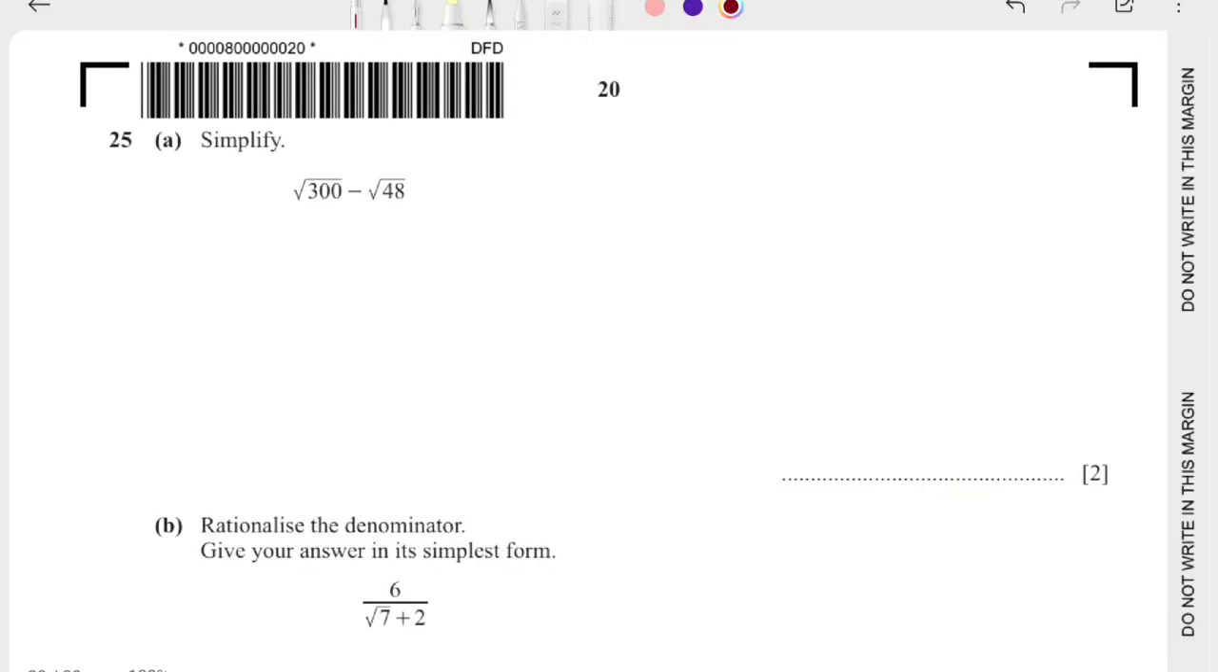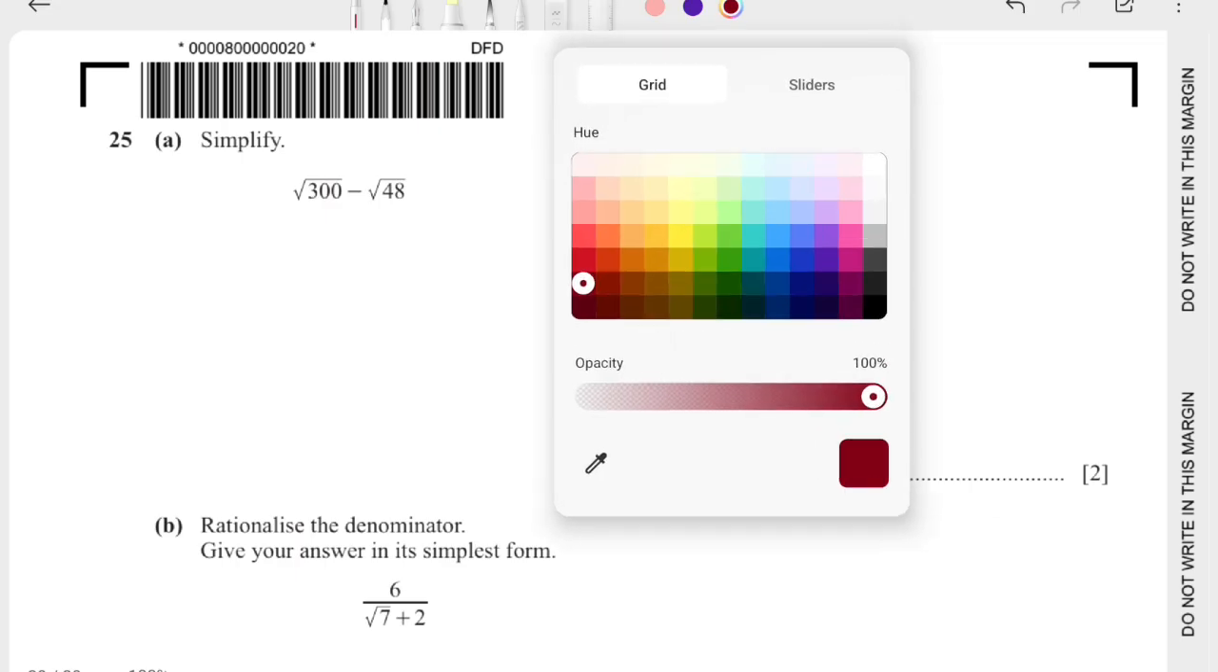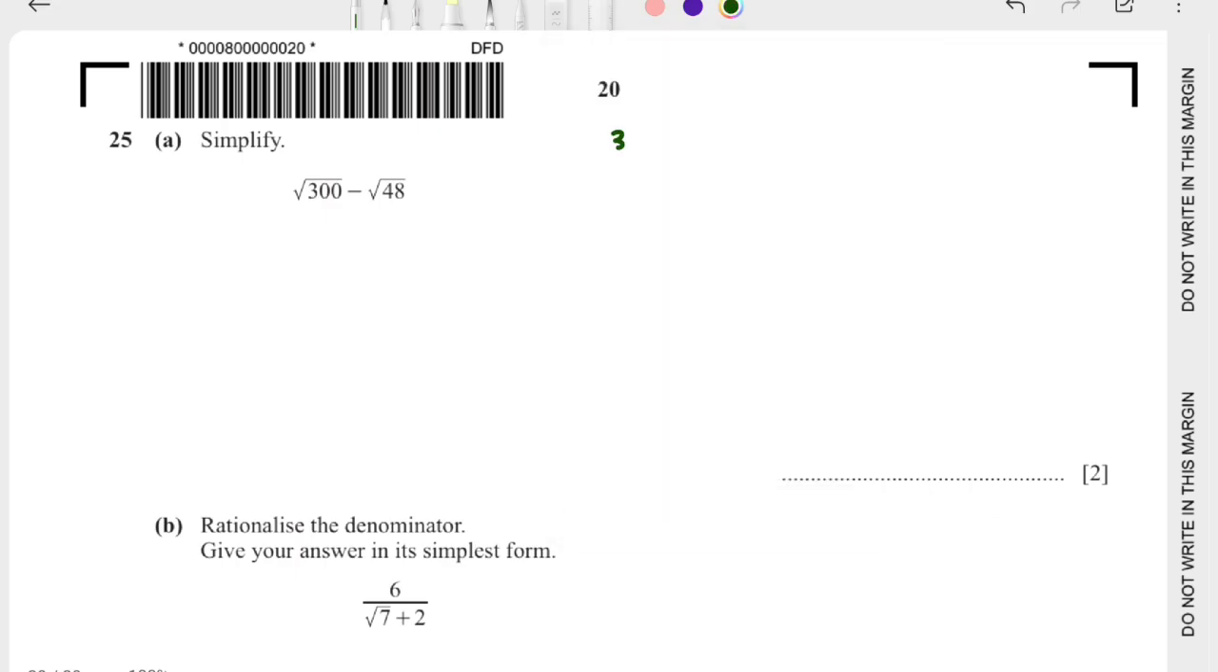Question number 25, part A. Simplify square root of 300 minus square root of 48. So first of all, we have to find the prime factors of 300. We can start with 2. 2 times 150 is 300. 2 times 75 is 150, and then 3 times 25, and 5 times 5, and 5 times 1.